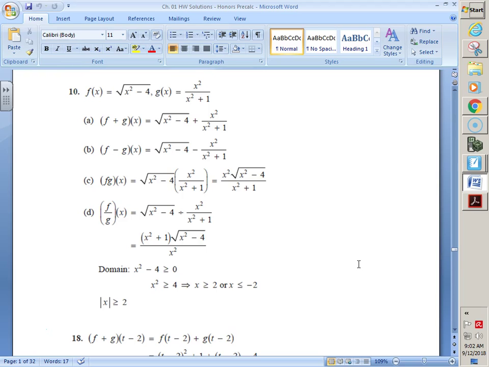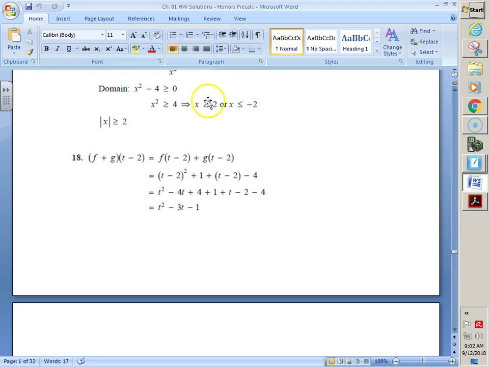So if you notice our domain problem, it still totally works. X squared minus 4, the radicand, greater than or equal to 0. You could add the 4. Still greater than or equal to 0, but when you plus or minus square root both sides, the positive square root, the inequality stays the same. The negative square root, the inequality flips. They just wrote it super snazzy with the absolute value of x is greater than or equal to 2. We could have also just written it like this with an or.